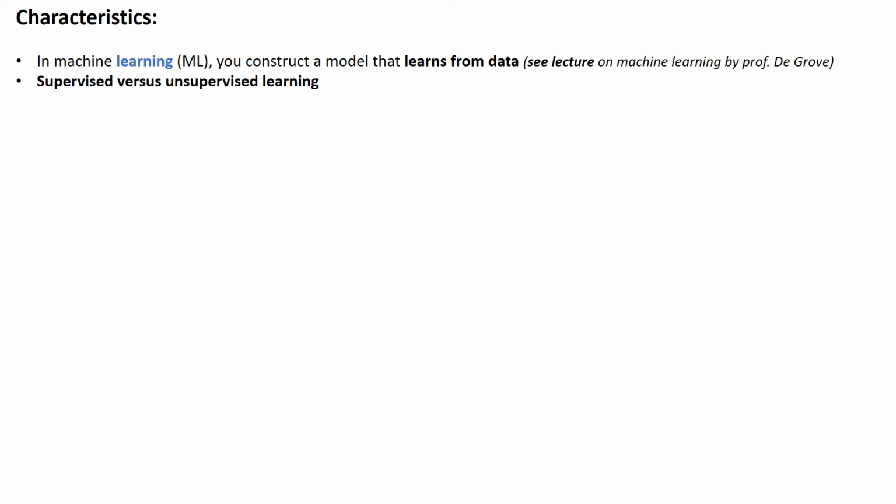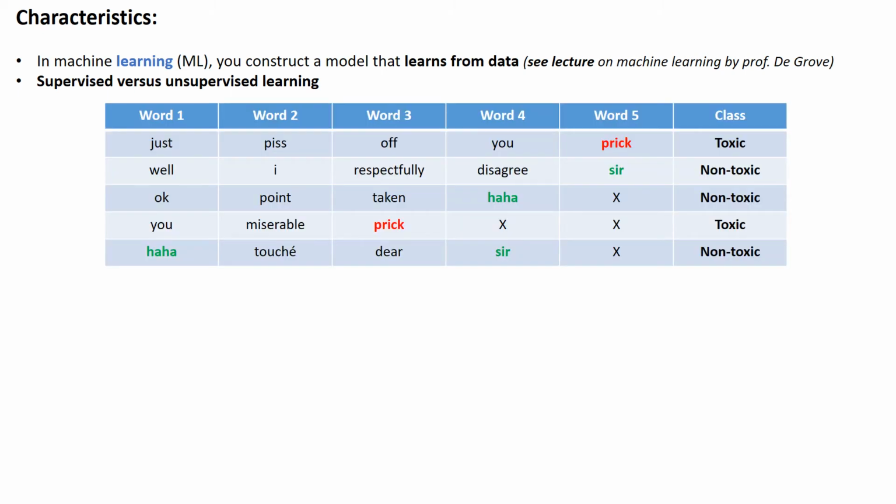To understand this distinction, it's important to look at some example data. So here I have 5 different sentences, and I labeled these sentences as being toxic. You can replace the word toxic with rude, versus non-toxic or not rude. So the first sentence is obviously rather toxic. "Just piss off, you prick." Okay, pretty rude. Then we have 2 non-toxic sentences. "Well, I respectfully disagree, sir." And "Okay, point taken, haha." Then we have another toxic sentence. "You miserable prick." And finally, a non-toxic sentence.